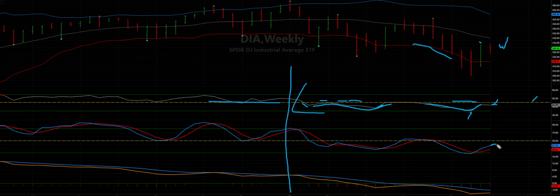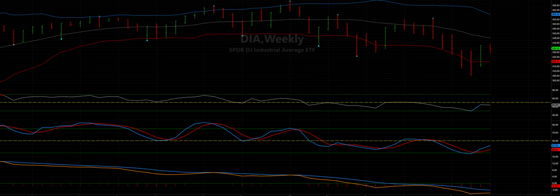And then we want the stochastic up, because it had given us the bullish crossover right here. The blue line crossed above the red. It's clearly back above the 20 level. We're at 37.72. Hopefully that can move up and get above the 50 level too, because that's telling us that prices are closing higher and higher within this range. So that's the DIA. That's what we're looking at on the weekly chart.